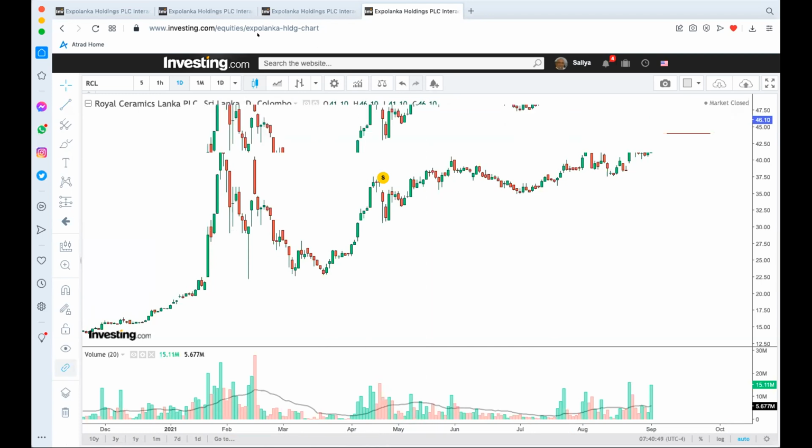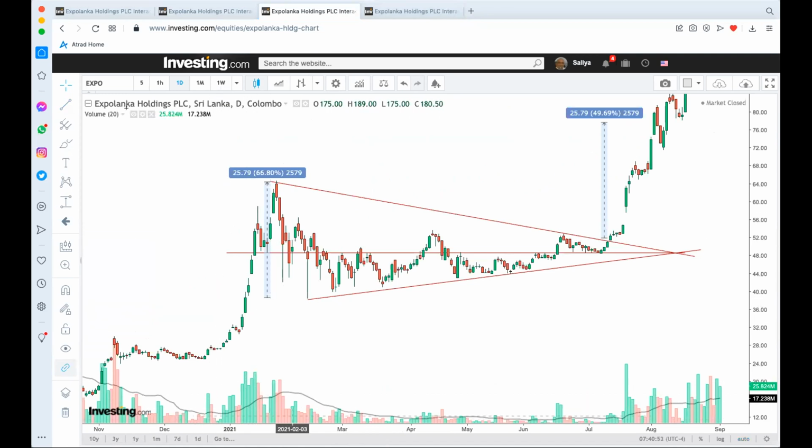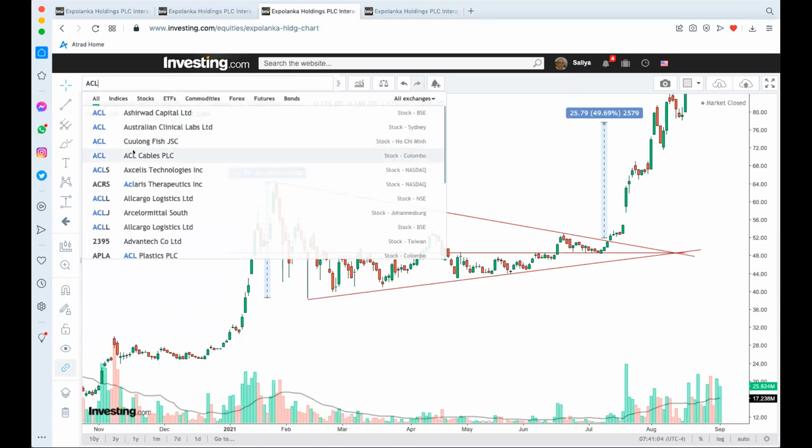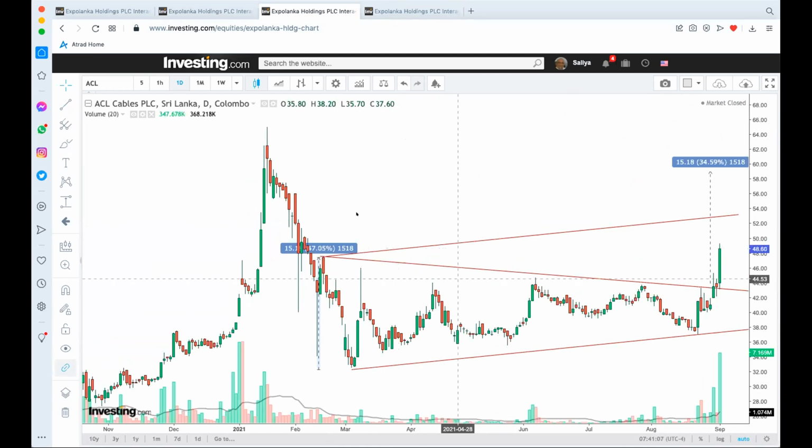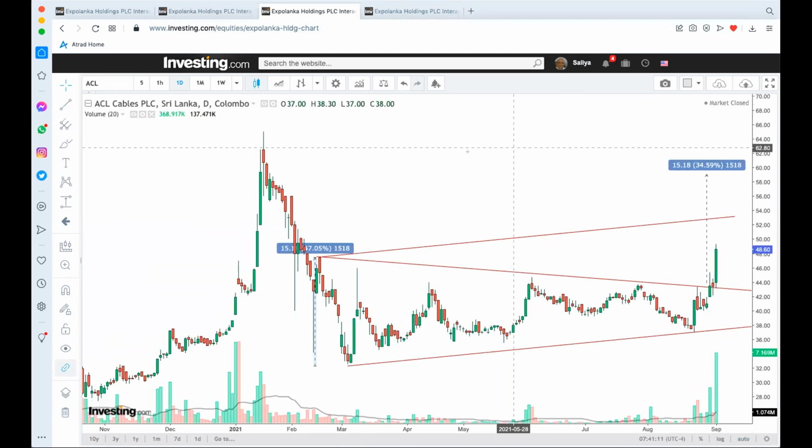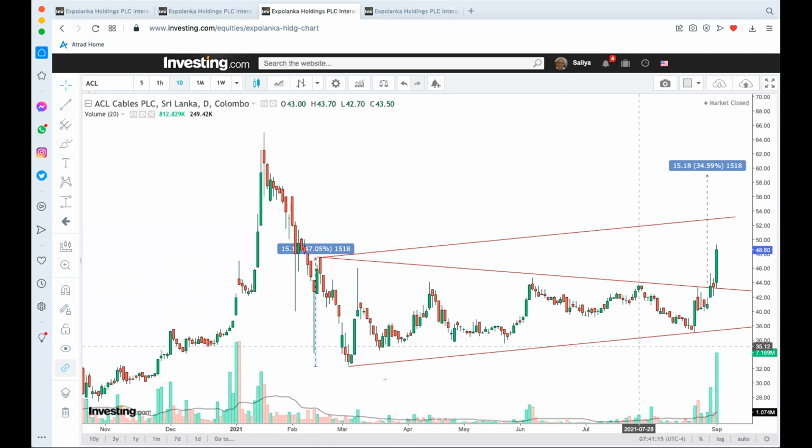Before going there, let's go back again to ACL cables and check the volume behavior. That is important. You can see basically, now we are monitoring this formation by using this level. So we are here, right? At that point, we had ample opportunity to understand how the volumes had behaved, right?